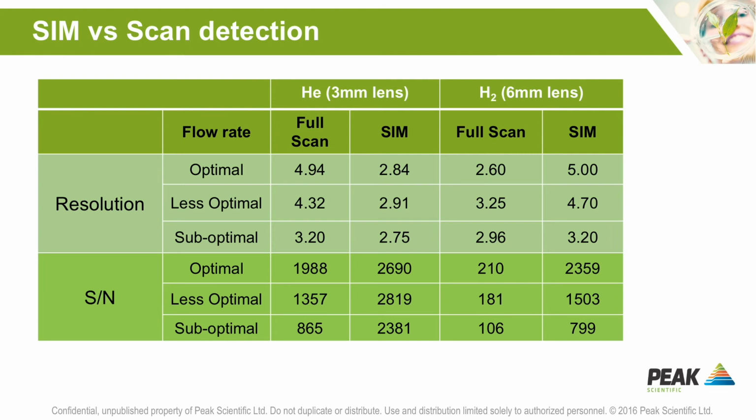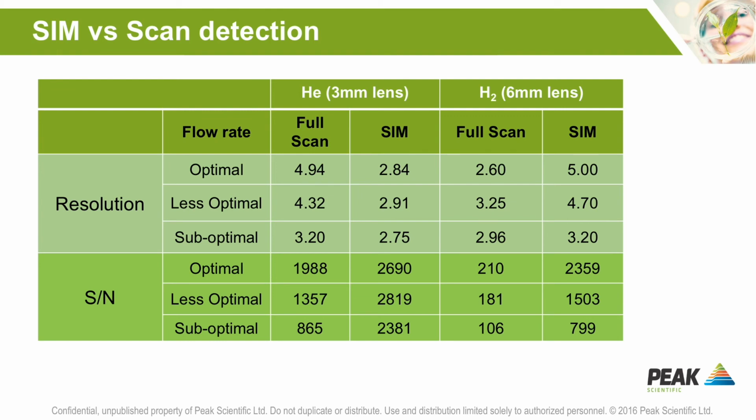And what we can see if we look at resolution, when helium is run at optimal velocity, we see resolution of 4.94 compared to hydrogen at 2.6, so it's certainly better when using helium in full scan mode at optimal linear velocity. But when we look at SIM detection, we actually see better results when using hydrogen across the full range of flow rates than we do for helium.